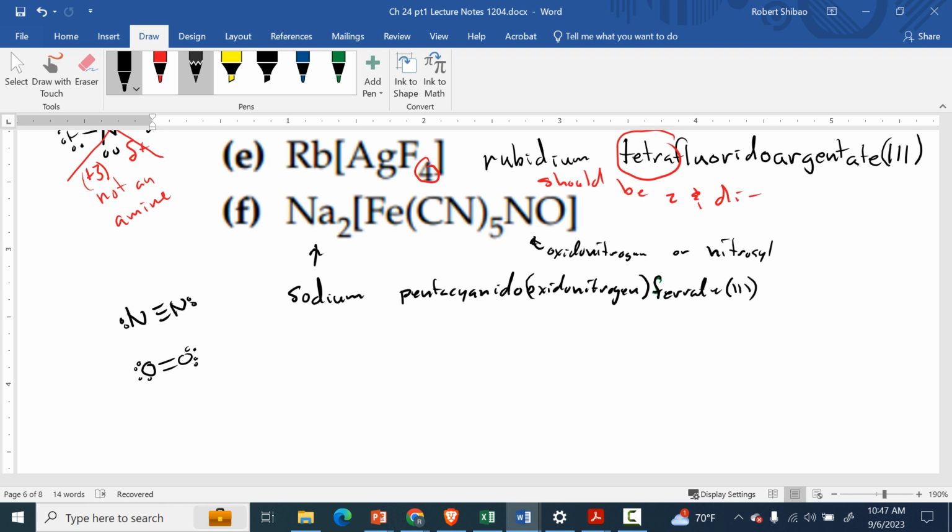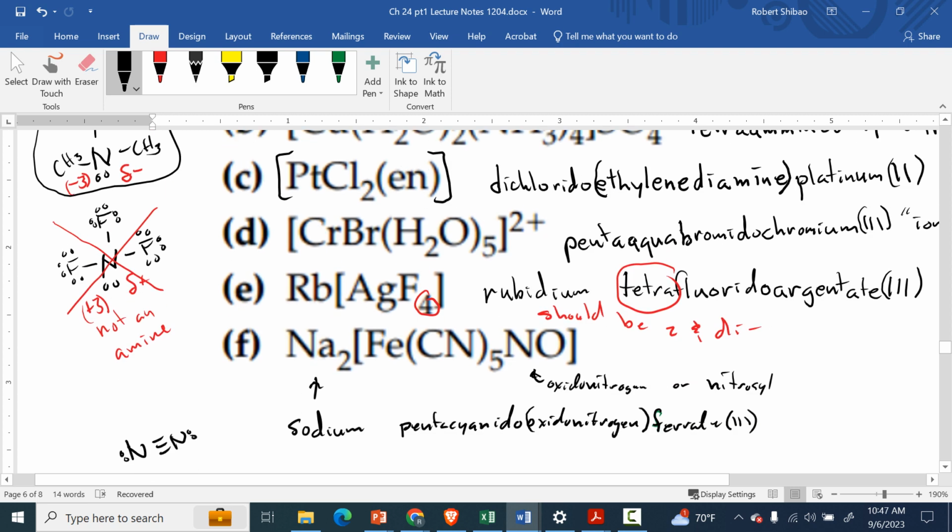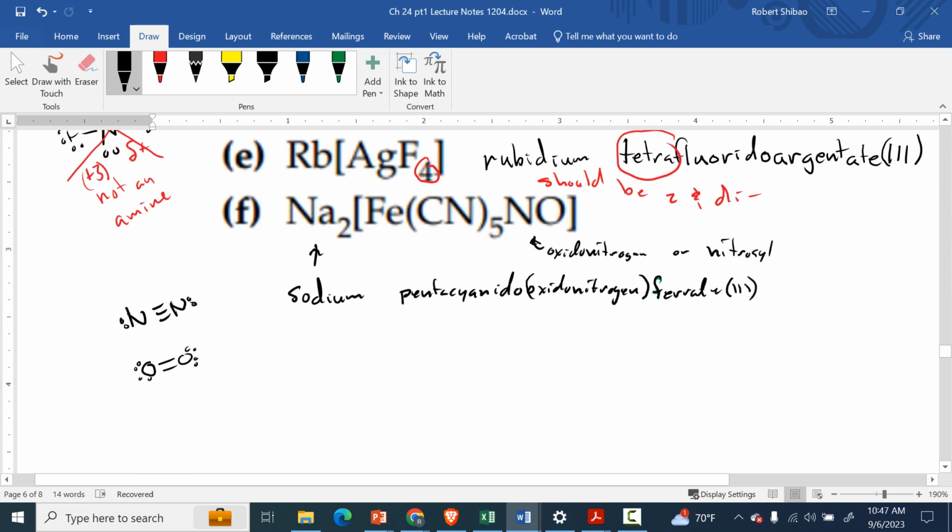pentacyano nitrosyl ferrate 3. All right, so those are some examples of nomenclature. We want to know nomenclature and a little bit about structure. You don't have to be able to predict what the structure is or what the coordination number is, but you should be able to figure out what the coordination number is.